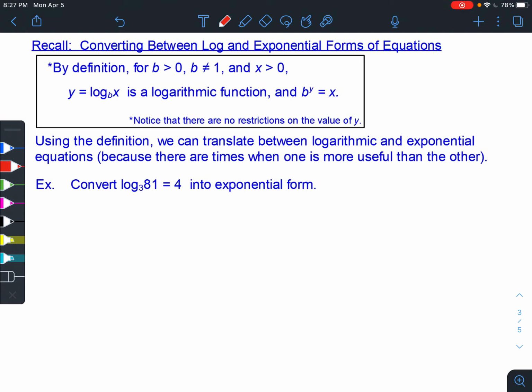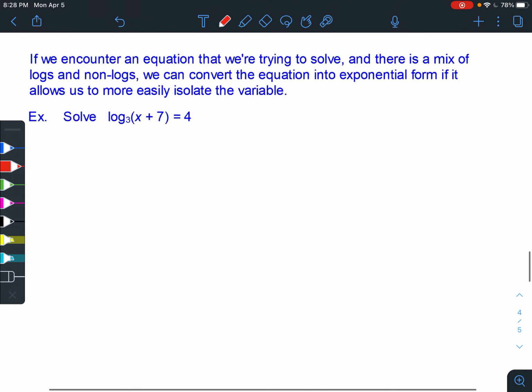Using that definition, we can translate between log and exponential equations because there are times when one is more useful than the other. For example, converting log base 3 of 81 equals 4 into an exponential. We've done this before using that same exact example. We get 3 to the 4th equals 81, which, since it's all numbers, is very easy to verify. Of course, once we start sprinkling variables in there, it gets a little harder to verify that what you did is good. So you do need to make sure that you can do it when you're able to check it and get the pattern down, so that when you can't check it, you have confidence that you're still good.